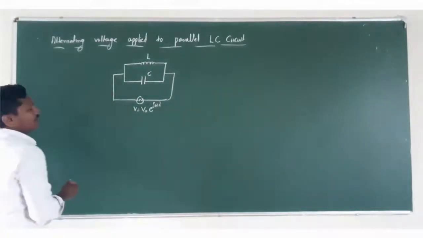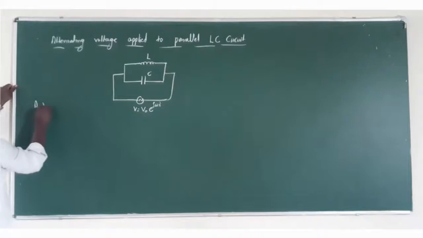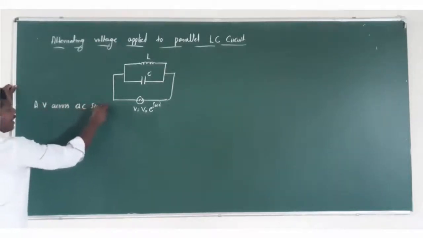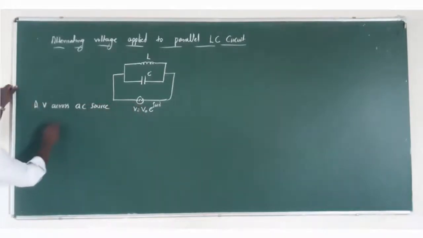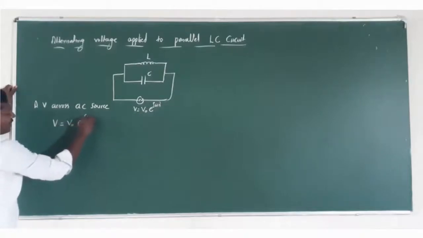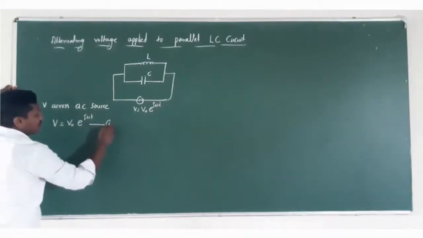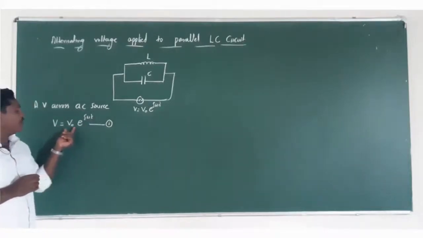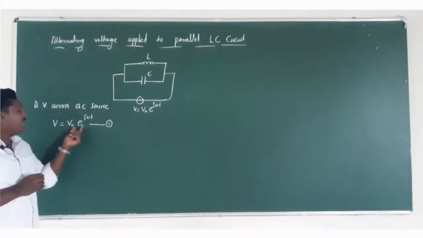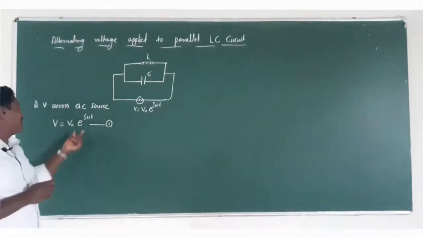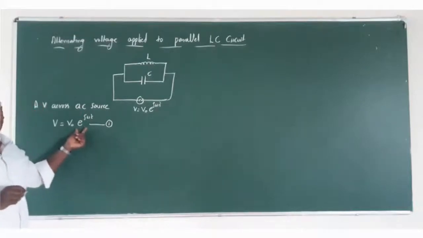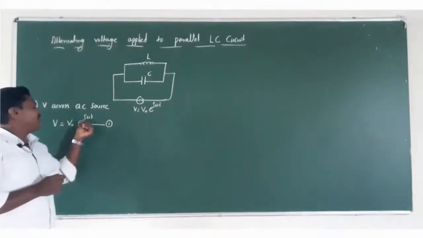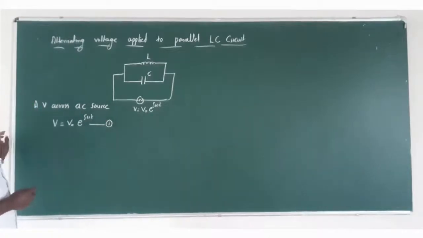Here we know that the alternating voltage across the AC source can be represented by V is equal to V naught e raised to j omega t. Let us consider this as equation number 1. Here V represents the instantaneous voltage, V naught represents the peak value of voltage, and e raised to j omega t we are using instead of sine of omega t, as in the J operator method.